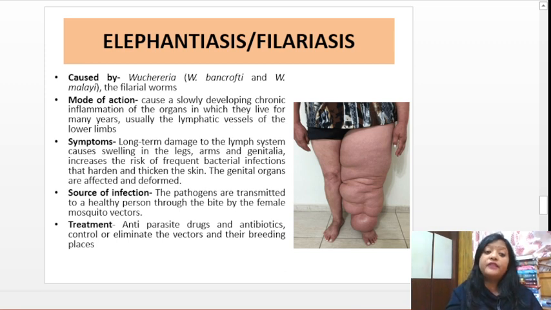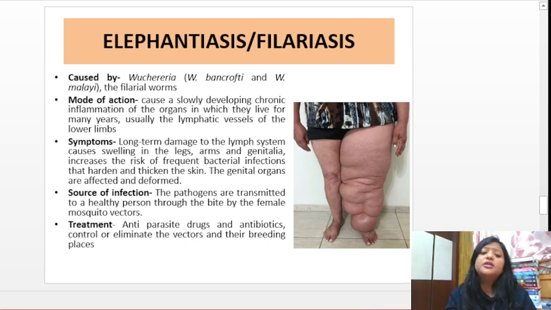Now, elephantiasis and filariasis. You have seen this above. I'm sure you have seen it in some people. So again, this is caused by Wuchereria, but it is another species, W. bancrofti and W. malayi. They are again filarial worms, as I've told you in my previous slide.